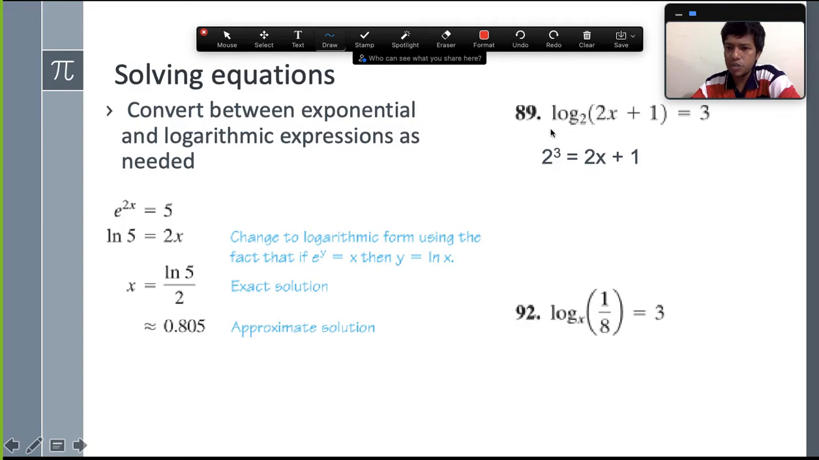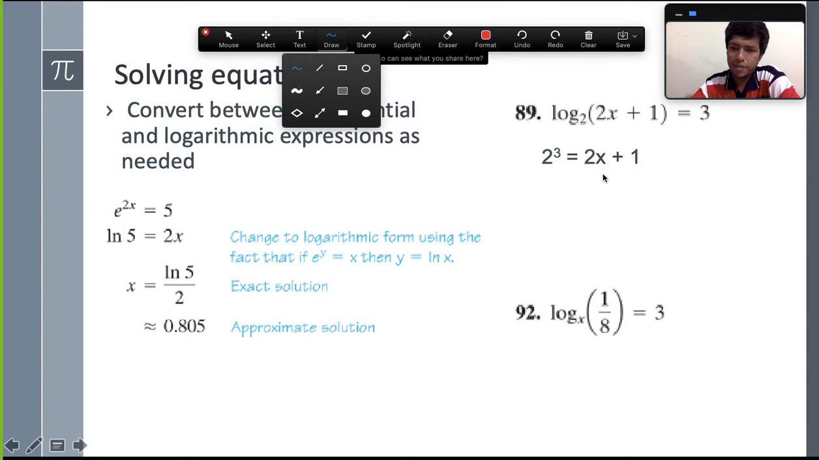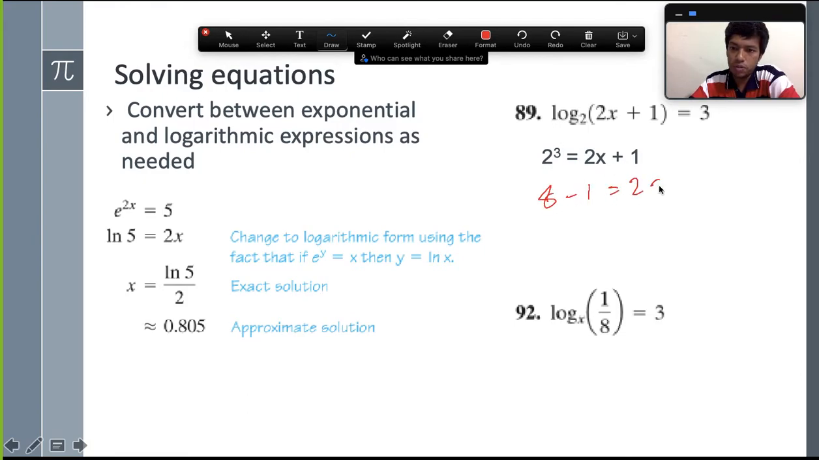This first line comes from the conversion. When you do the conversion, you know that this number will remain here, base is 2 and power goes there. And the remaining thing is, I think, super easy. Just this is 8 minus 1 equals 2 times x. So x equals 7 divided by 2, so that must be 3.5.